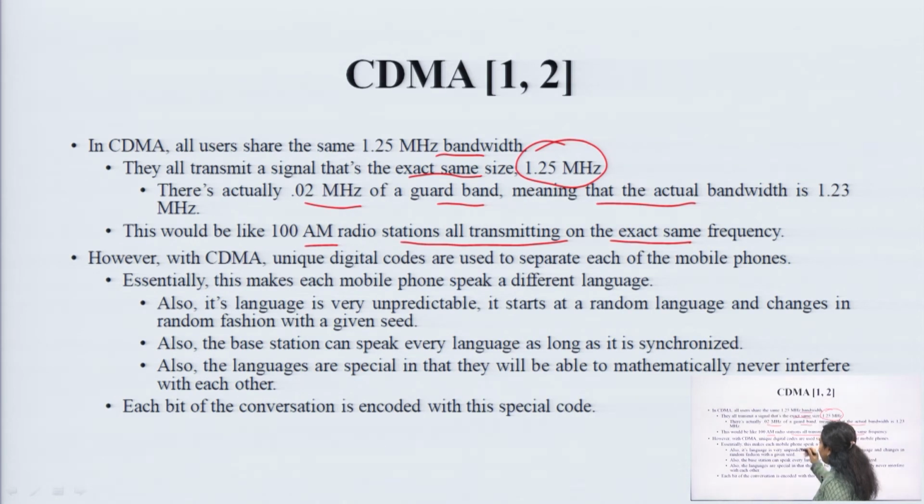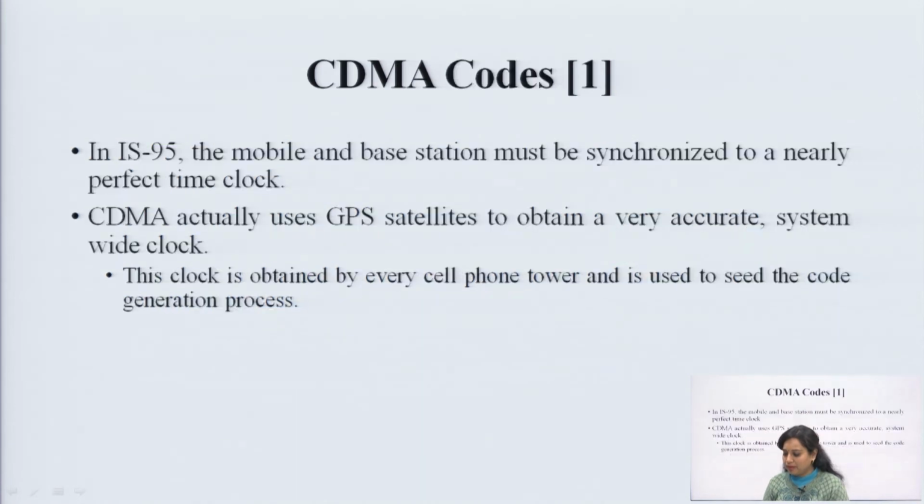However, with CDMA, unique digital codes are used to separate each of the mobile phones. These unique digital codes are the PN codes which separate one user from another, because no two users are allowed to use the same digital code. Essentially, this makes each mobile phone speak a different language. Also, its language is very unpredictable. It starts at a random language and changes in a random fashion with a given seed. Also, the base station can speak every language as long as it is synchronized. Each bit of conversation is encoded with this special code. So, this is the main idea behind CDMA.